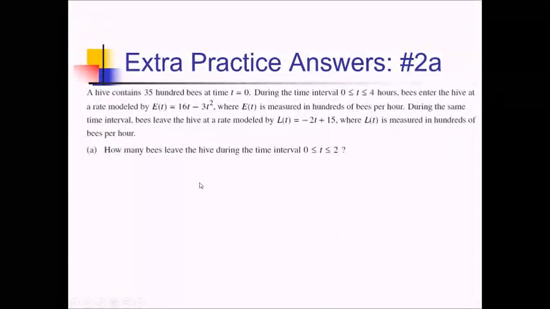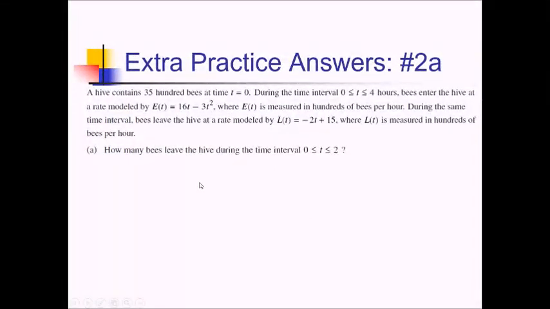So, what's more fun than a few thousand bees? How about a free response problem on a few thousand bees? Specifically, we have a hive containing 3,500 bees at time 0, and during the interval from 0 to 4 hours, bees are entering this hive at a rate modeled by this E of t function, measured in hundreds of bees per hour. During the same time interval, bees are leaving at a rate modeled by this L of t function, also measured in hundreds of bees per hour.